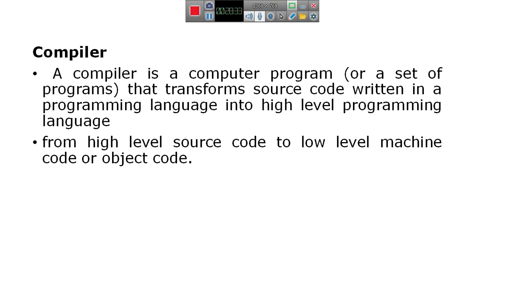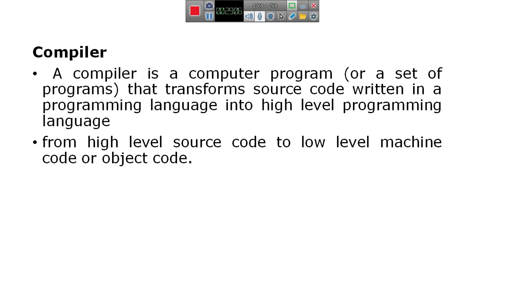Here the drawback in an interpreter is that it converts the source code into machine code line by line. If any error occurs, it reports it immediately and stops the process of execution. In order to avoid such difficulty, another language translator was introduced, that is the compiler.